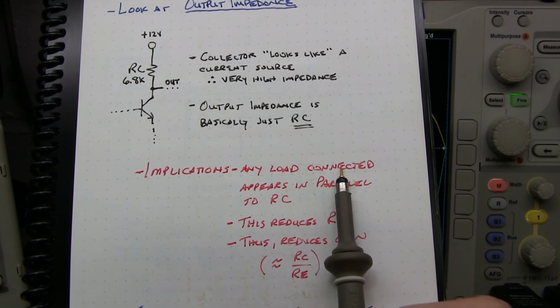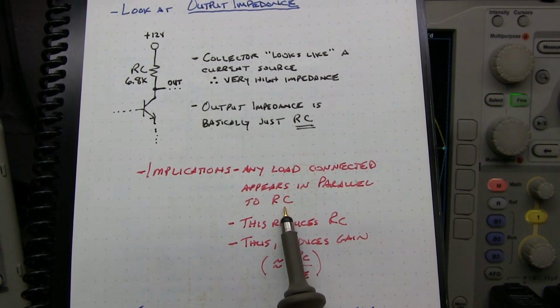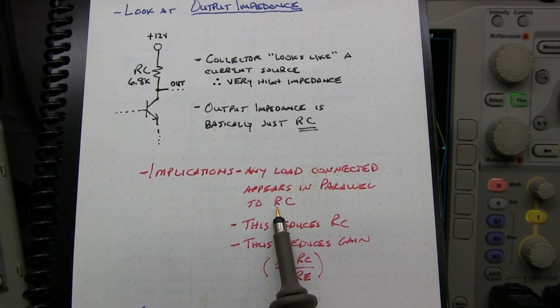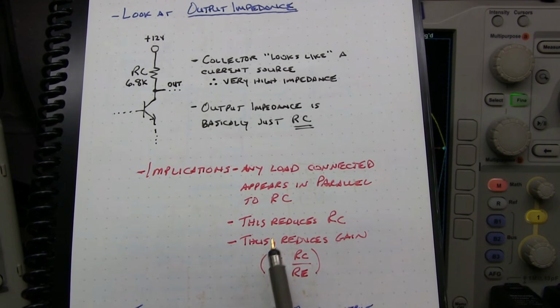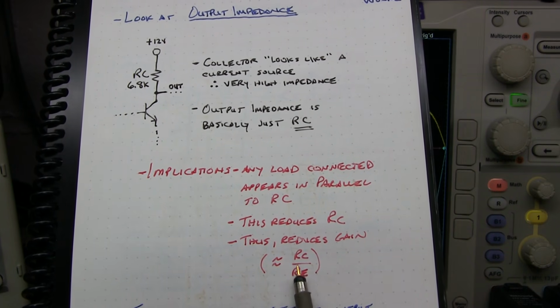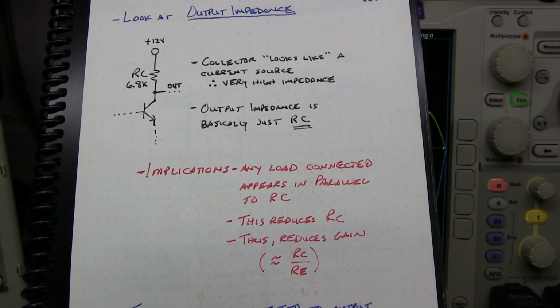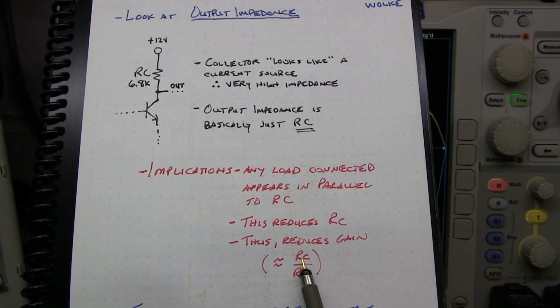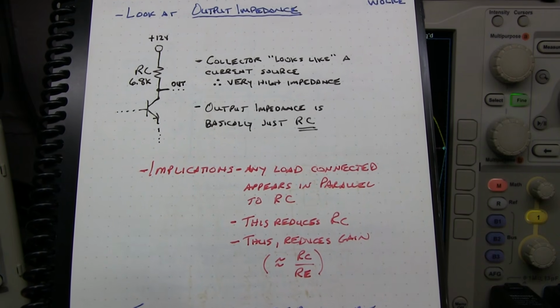Now, of course, what's the implication of this? Any load that's connected to the output here effectively appears in parallel with RC. Therefore, anything in parallel with that collector resistor is going to reduce that value, and therefore that's going to reduce the gain, because the gain, as we said, is approximately equal to collector resistor divided by emitter resistance. But in this case, the collector resistance is really the collector resistor in parallel with whatever load is connected.